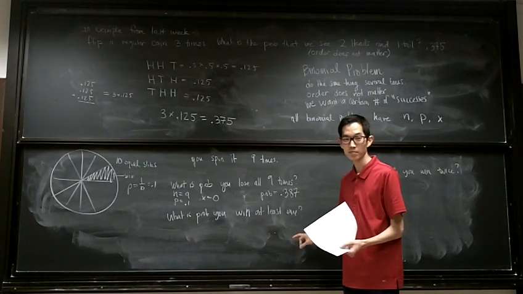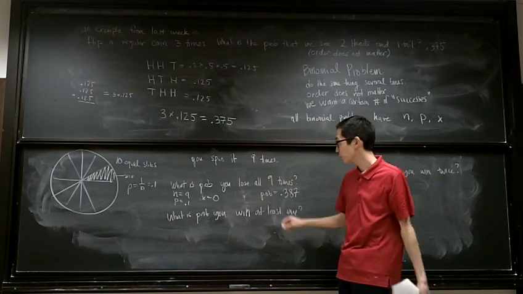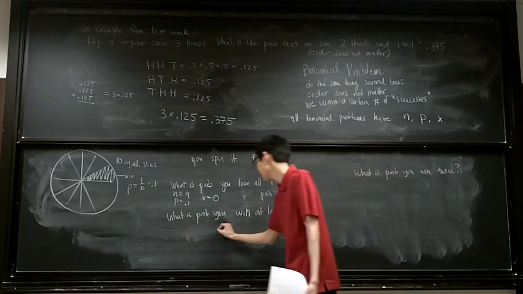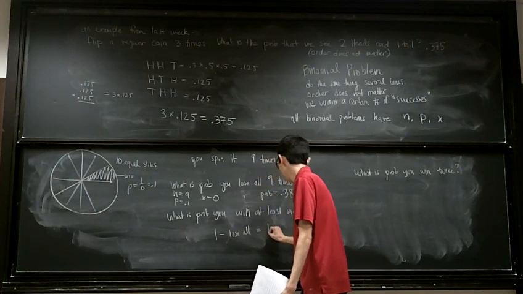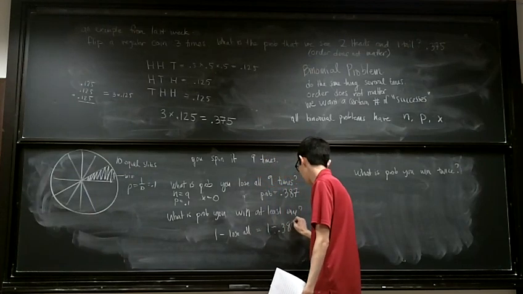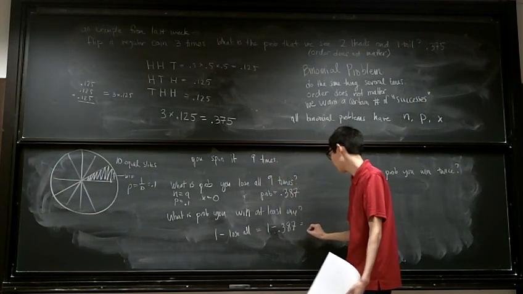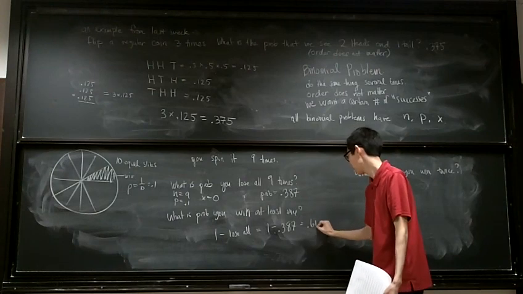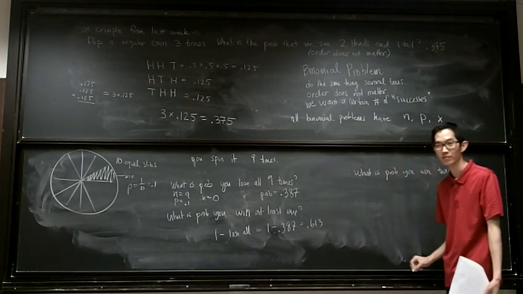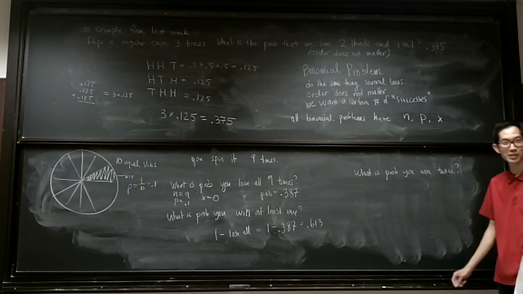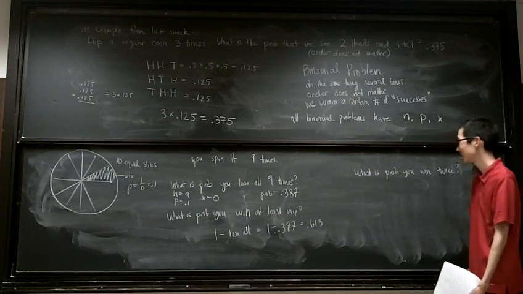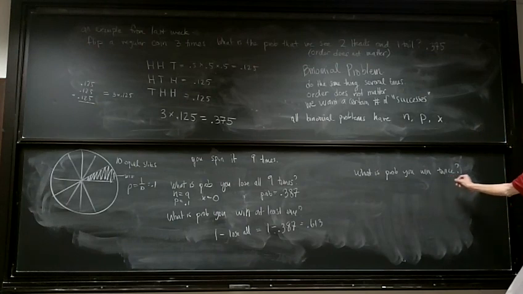What's the probability you win at least once? That's 1 minus the probability x equals 0. So this is 1 minus lose all. I do 1 minus 0.387, so I get 0.613. This is really hard. We'll star this in your notes because you might see questions like this. What's the probability you win twice?